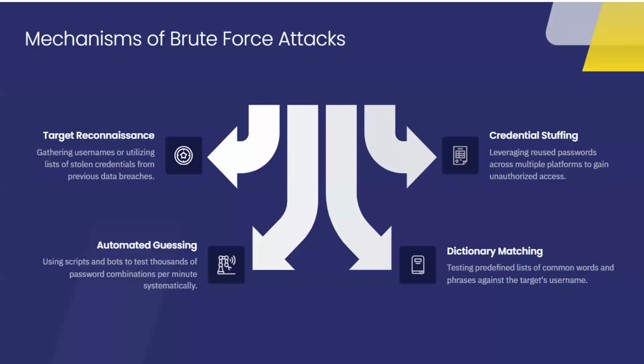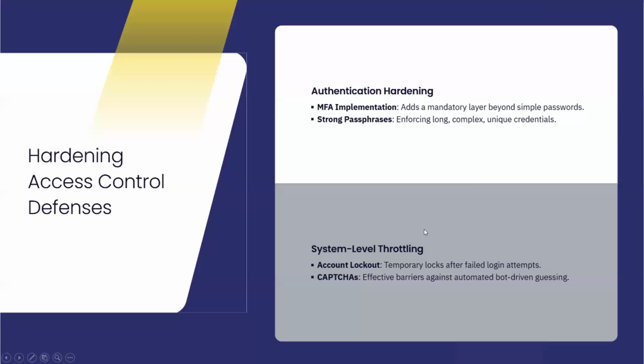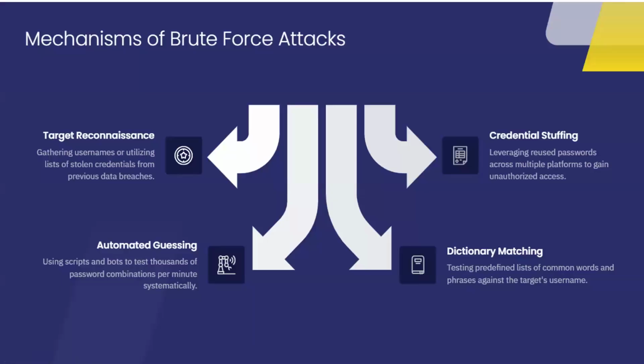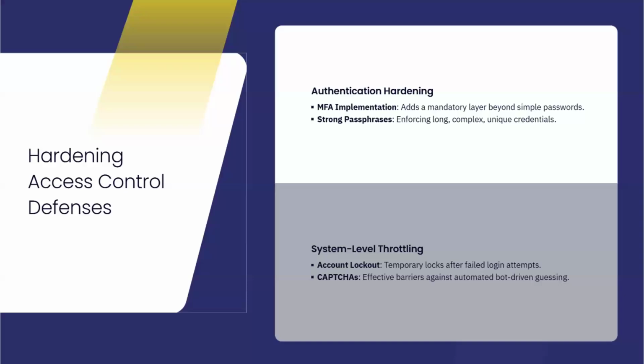So using scripts or bots to test thousands of passwords within a short period of time, systematically. Instead of a human being trying to guess a password, bots can guess as many passwords as possible in the twinkle of an eye. Also dictionary matching, trying predefined lists of common phrases against target usernames. We might be moving very fast now.